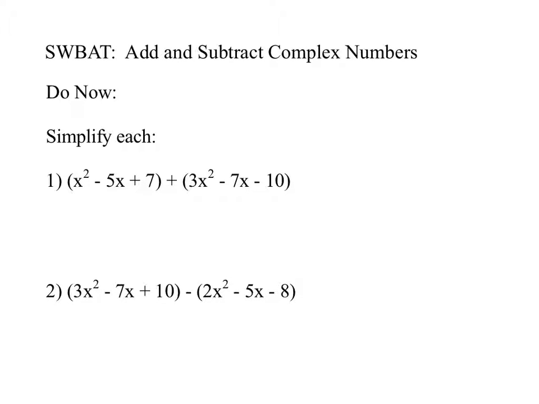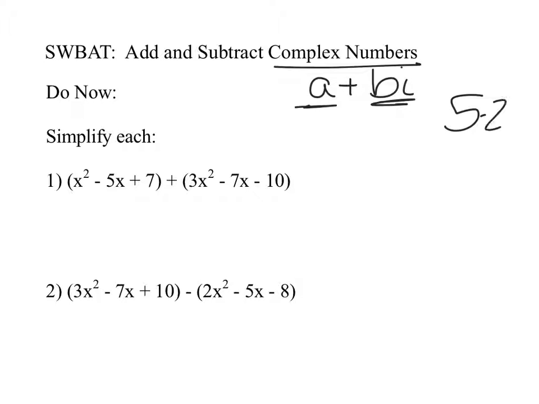Alright, so today we're adding and subtracting complex numbers. So a complex number is a number that has a real part and an imaginary part. The imaginary part has an i and the real part doesn't. So 5 minus 2i, that's a complex number because it's got two pieces to it.